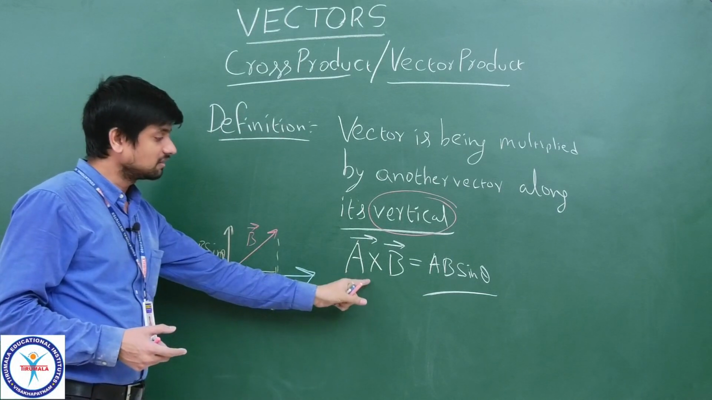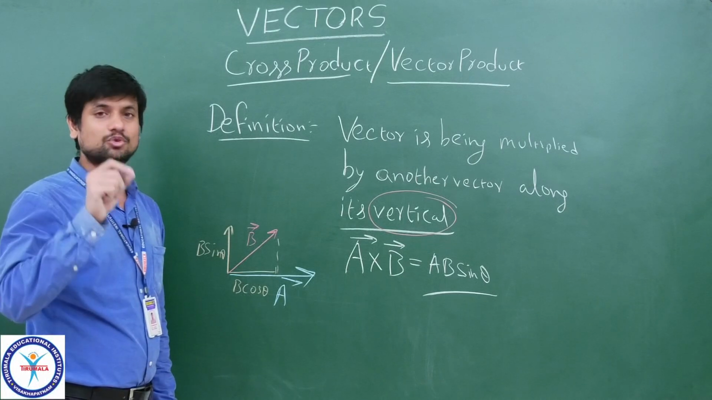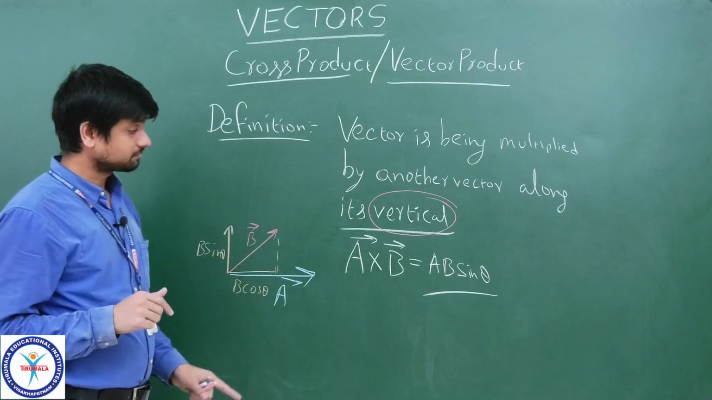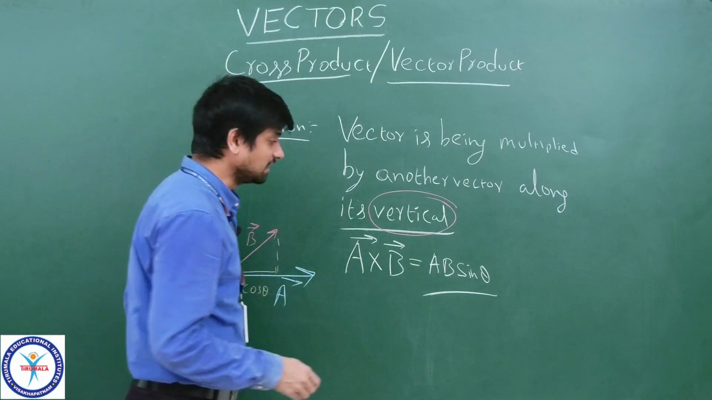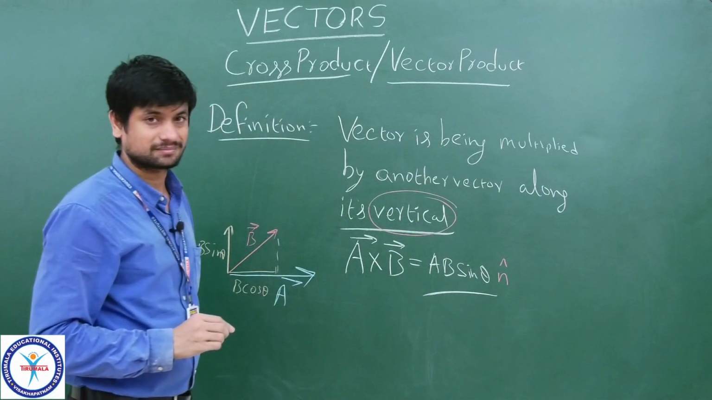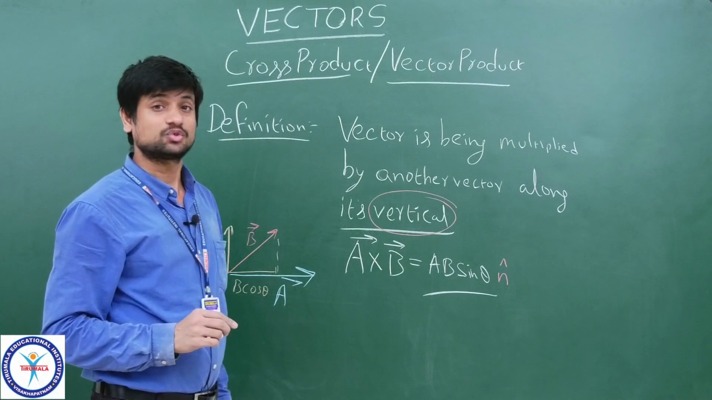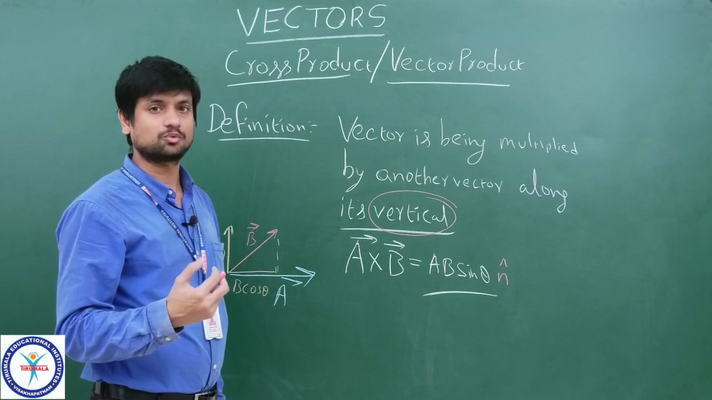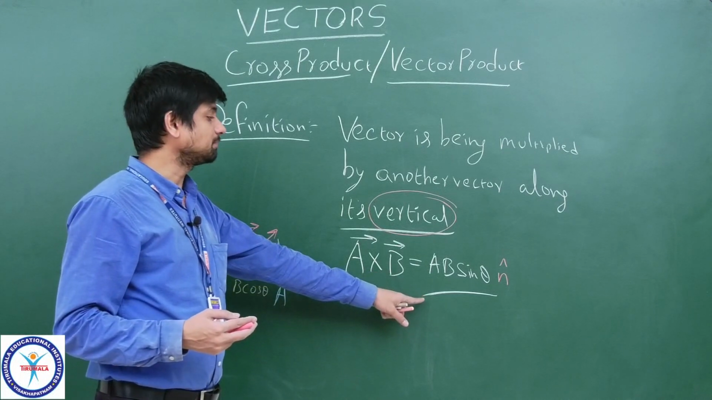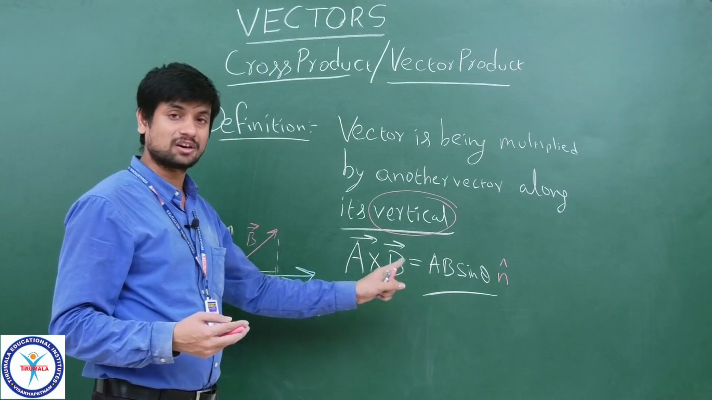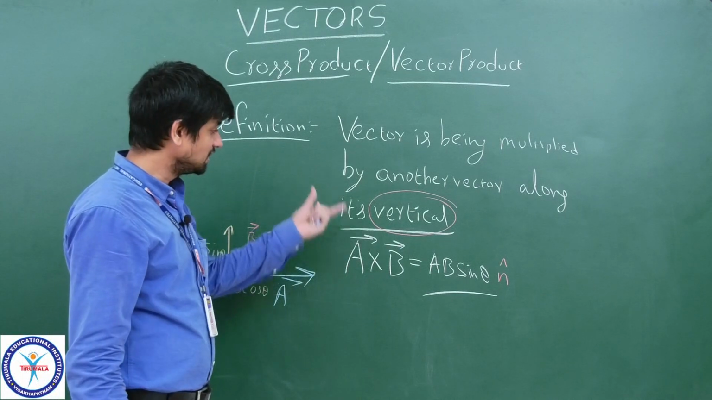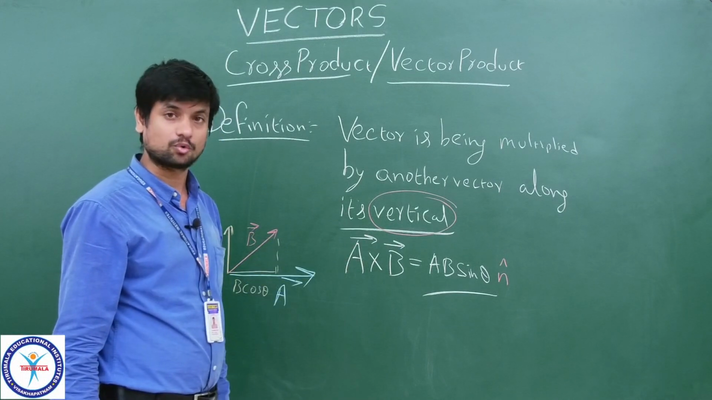Cross means simply I removed the dot and kept this cross. So that's why this is called the cross product. But ultimately, if you do this, it gives you a vector, that is the pseudo vector. We assume the direction for that pseudo vector. So even though you do the multiplication, you get a vector, right? That's why it is called the vector product. So these laws and these applications we are going to discuss.